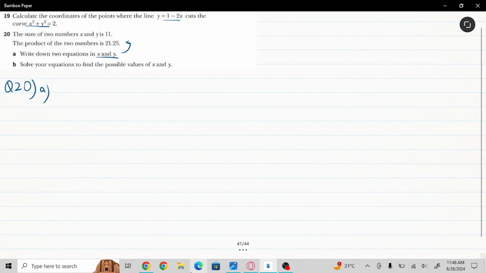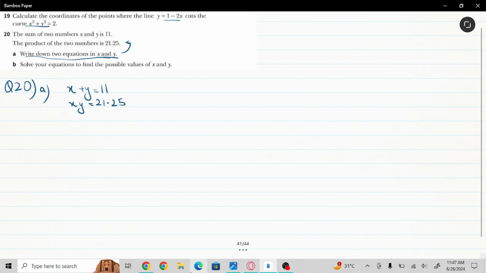So the sum of two numbers x and y. We can say x plus y is equal to 11. And the product of two numbers. Product means multiplication, so if we multiply x and y, xy is equal to 21.25. And that's it. These are the two equations in terms of x and y.